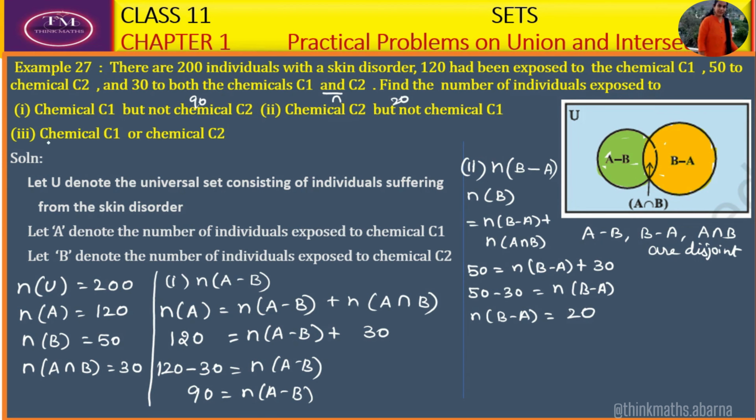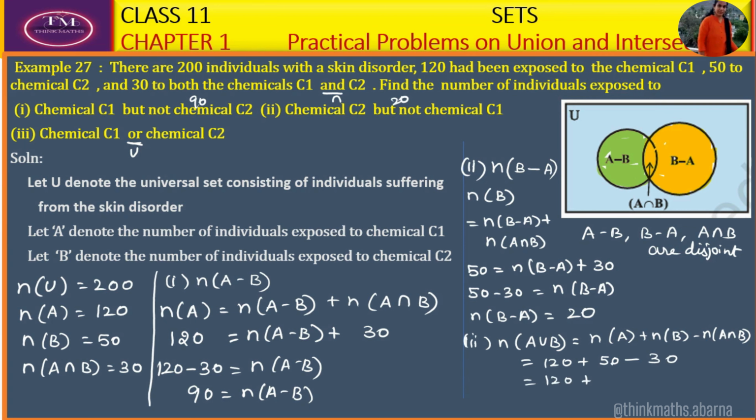Next, the third one, chemical C1 or chemical C2. Or means it's nothing but union. They are asking for N of A union B. It is simple. You have to use the formula N of A plus N of B minus N of A intersection B. Everything is given. N of A is 120, N of B is 50, N of A intersection B is 30. So 120 plus 50 minus 30 is 20. So 120 plus 20 is 140. So this is the answer for the third part.